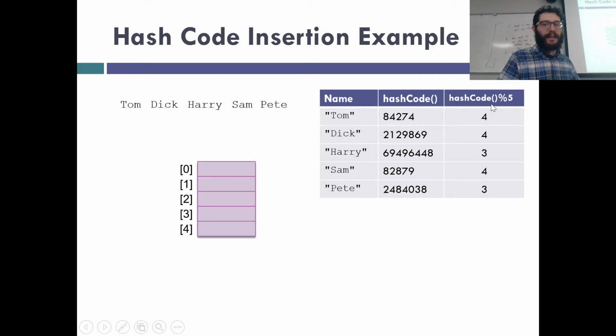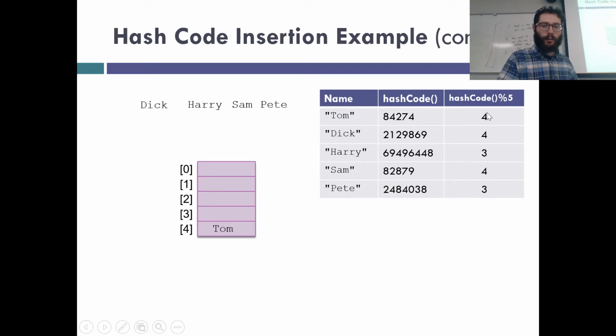Which means that basically the index they all want to get into is hash code mod 5. So Tom is 4, Dick is 4, Harry is 3, Sam is 4, Pete is 3. So Tom, we compute its hash code, mod it by 5, and insert that in index 4. Dick, we would put in index 4, but that's already taken. So open addressing says move on to the next possible space, which means we wrap around and put it in index 0.